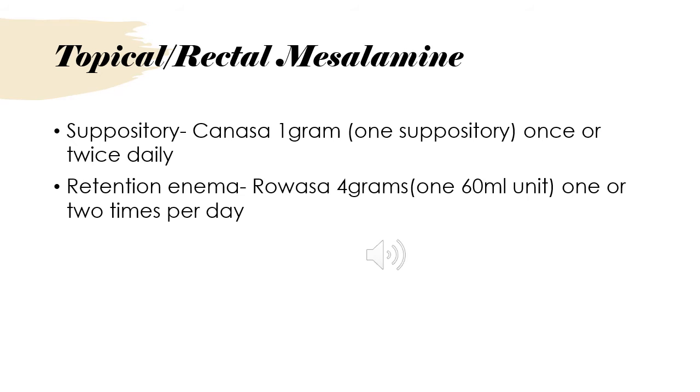So one of the medications that you might see is topical or rectal mesalamine. When it comes in a suppository or retention enema form, it's either Canasa as the suppository, which is 1 gram, or 1 suppository once or twice daily. When we see it in the retention enema form, it's Rowasa enemas, 4 grams or 1 60 ml unit. It comes like that, 1 or 2 times per day.